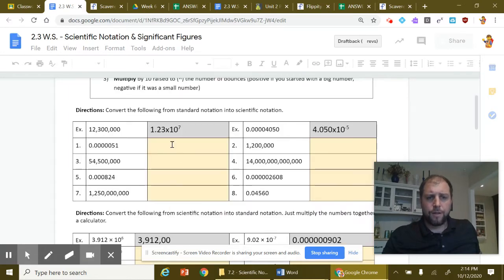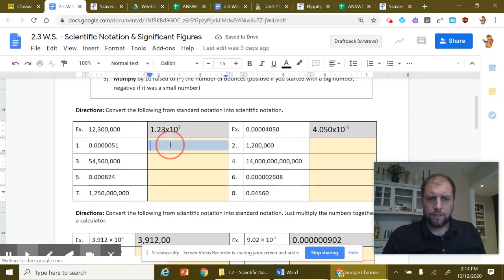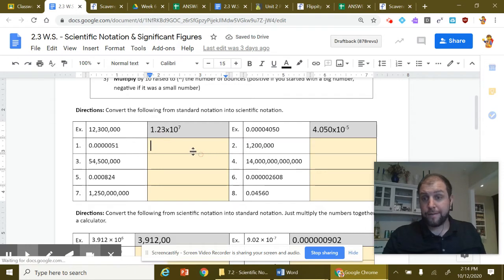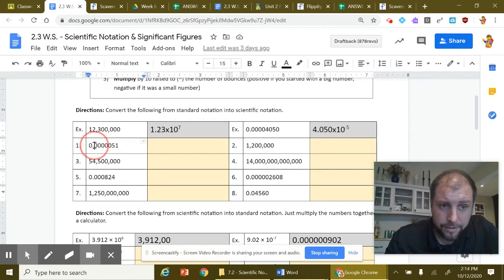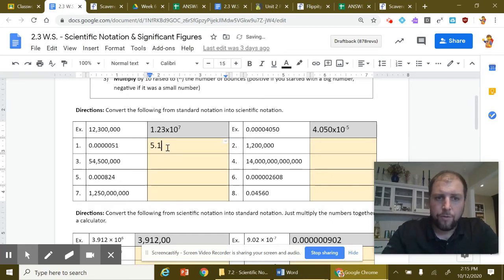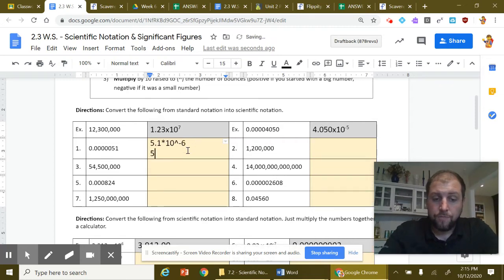So for example, number 1, you're converting this number to scientific notation. Now this is one that I did on a lot of examples. So let's take a look here. You bounce your decimal to the right, all right? 1, 2, 3, 4, 5, 6. Okay, so 5.1 times 10 raised to the negative 6. Negative 6 because it was a small number. Another way you could write this, if you'd prefer, you could do 5.1e negative 6. Both of these are acceptable answers.